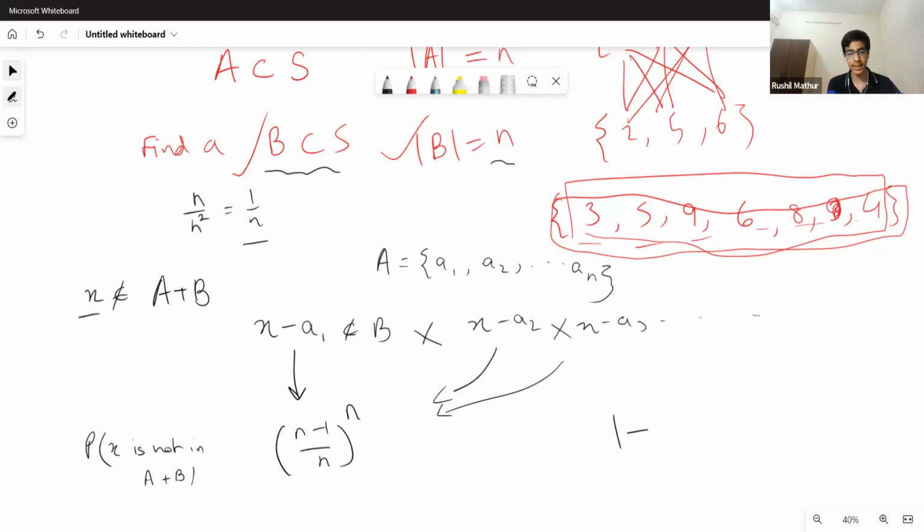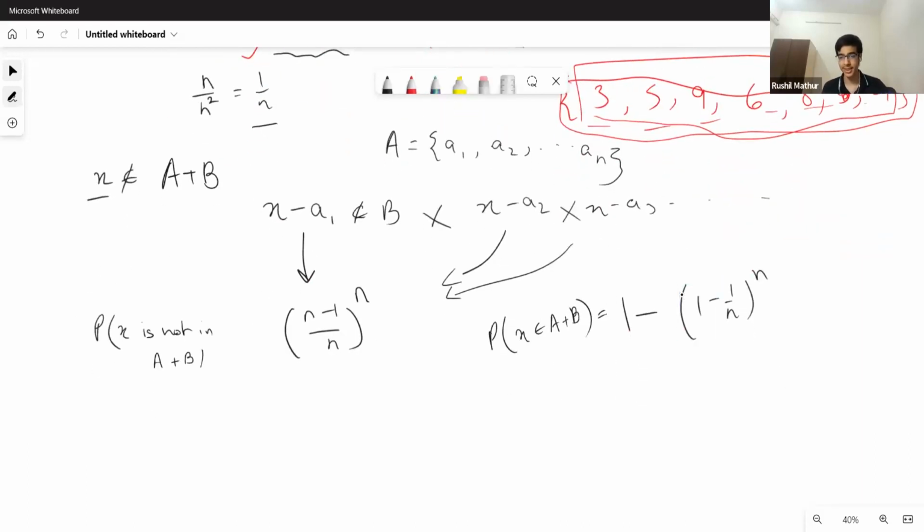So we can say the probability that x is in A plus B will be 1 minus this. Also, I'll write this as 1 minus 1 by... Okay, this is the probability that x belongs to A plus B. And so we can now do our random indicator variable stuff. Basically, we can say that the expected value of the size of A plus B is the sum of this probability n square times. Again, you can say Xi is 0 if x does not exist, 1 if x exists, and you'll get E of Xi as this probability. And so the total thing will be n square times this, because there are n square possible residues.